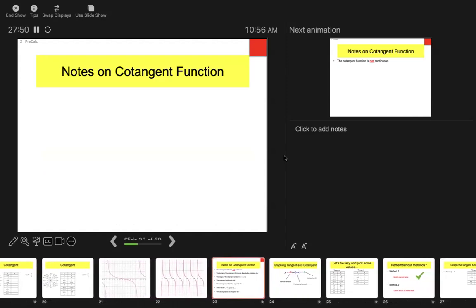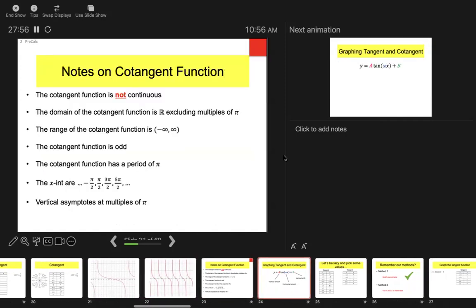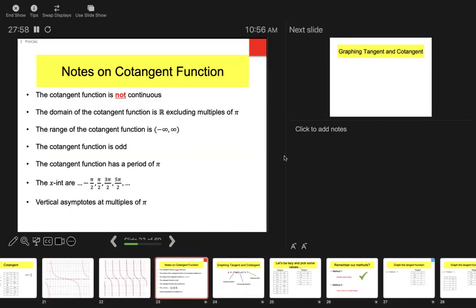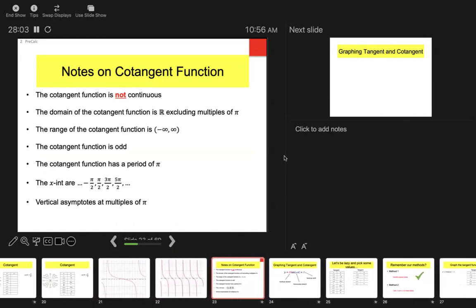So same basic notes for cotangent, and this is box 2, I'll throw them all up. It's the same basic statements, right? It's still not continuous. It still has vertical asymptotes. The vertical asymptotes are multiples of pi. So everywhere you have a pi, 1 pi, 2 pi, 3 pi, 4 pi, we get vertical asymptotes.